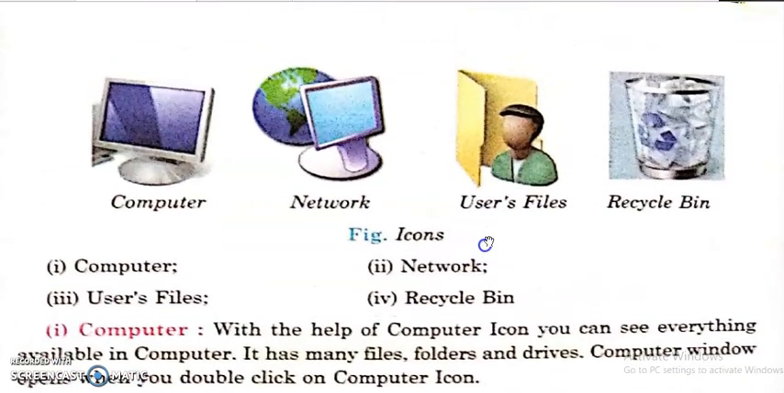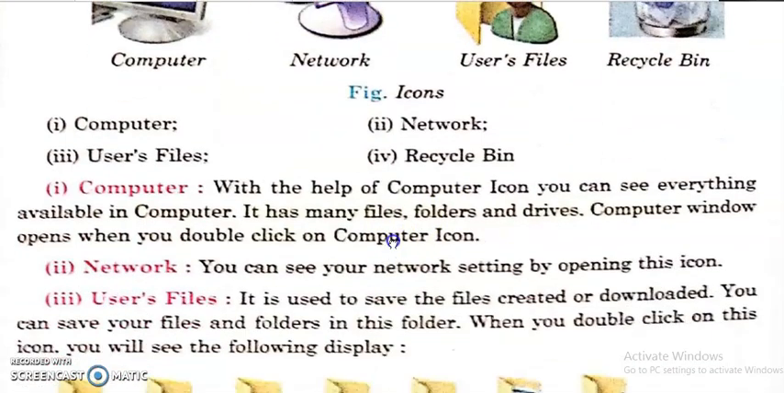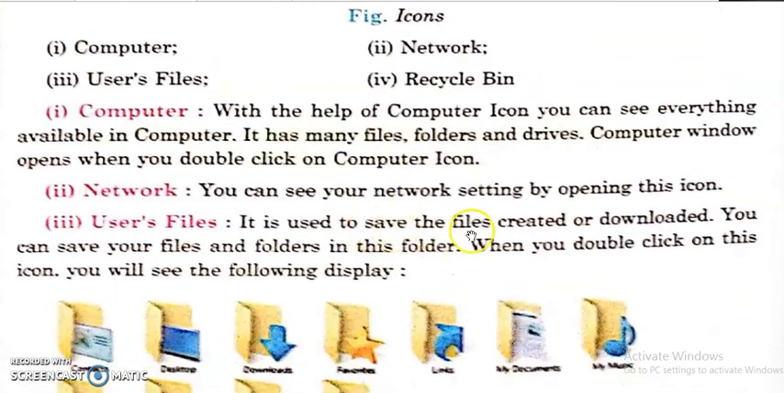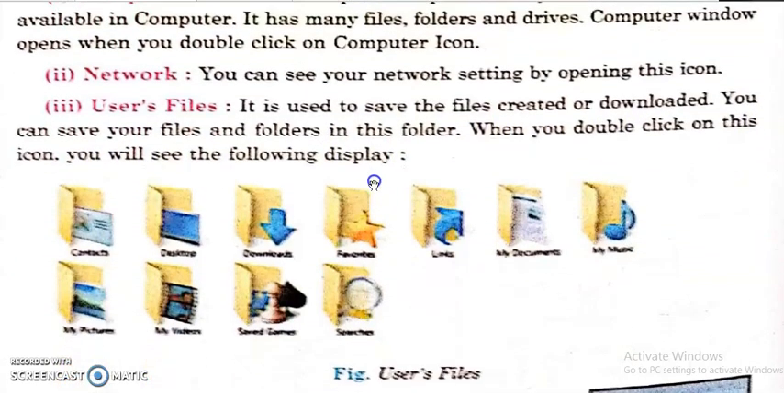The third important icon is Users File. This is an icon used to save the files created or downloaded. You can save your files and folders in this folder. When you double click on this icon, you will see the following display. This is how we see the different important folders in our computer. Users file means the one who is using the computer, the owner of the computer, or maybe a multi-user environment also.